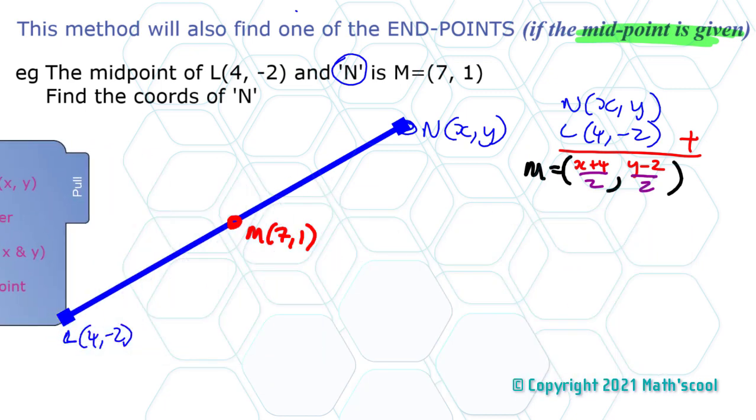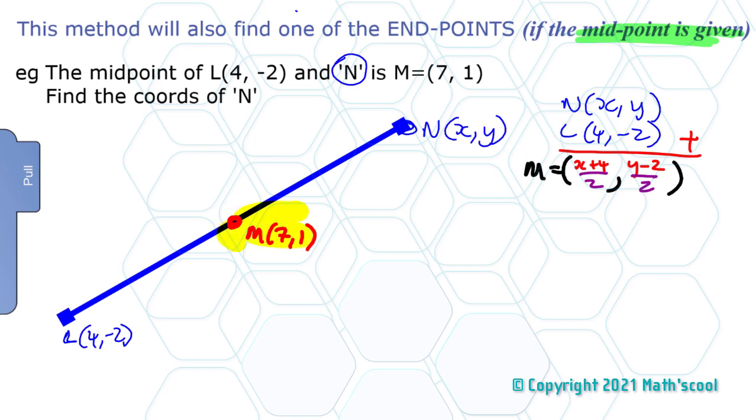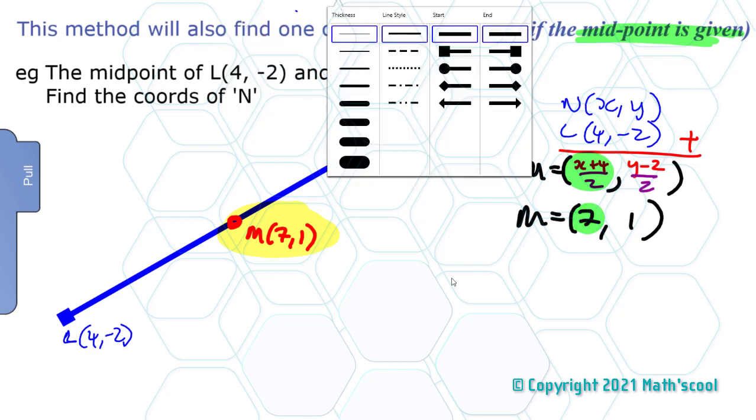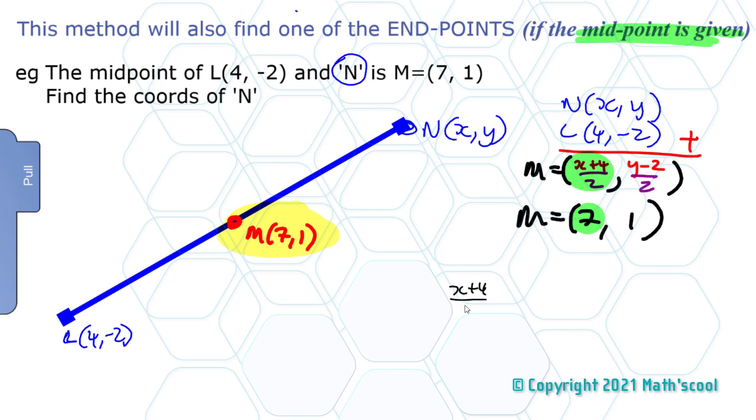Now compare this with the actual midpoint. They're saying you know the actual midpoint here. The actual midpoint is 7 comma 1. So this has got to match this, which tells me that x plus 4 over 2 has got to be 7. So x plus 4 has got to be 14. So x has got to be 10.